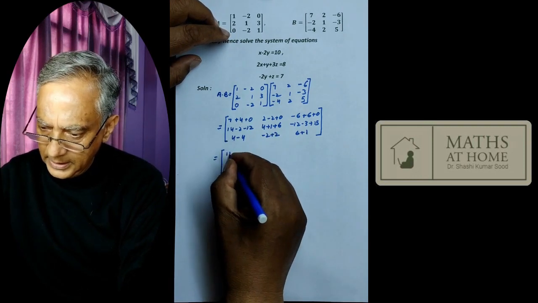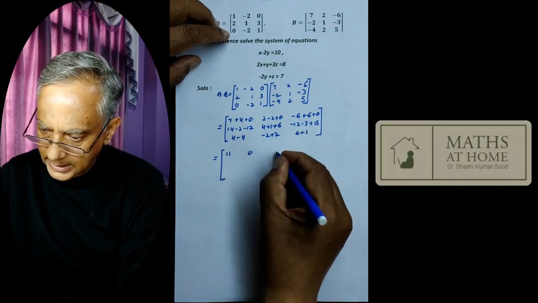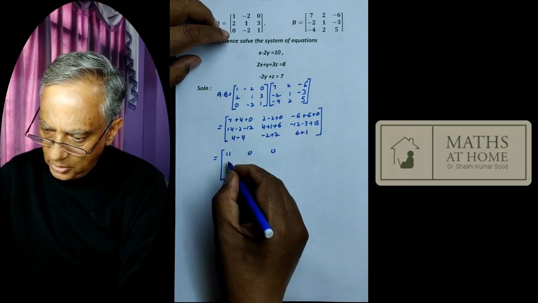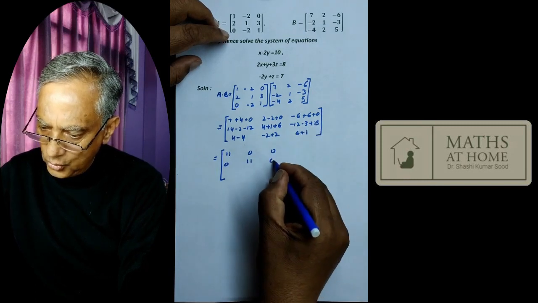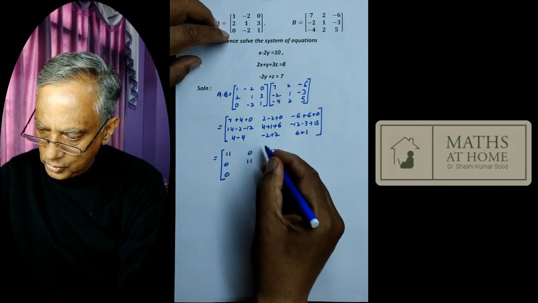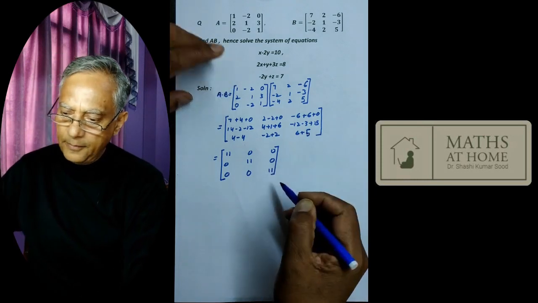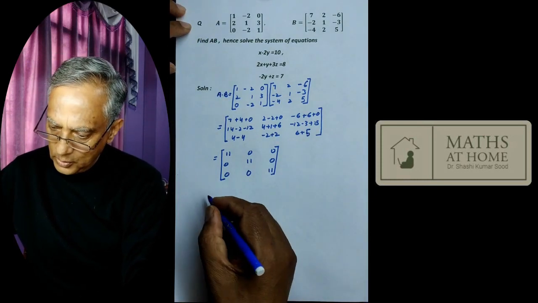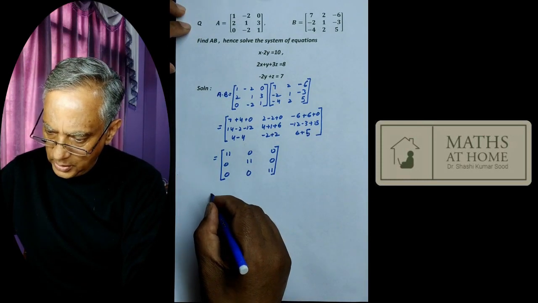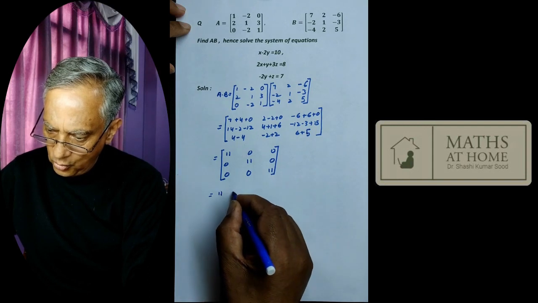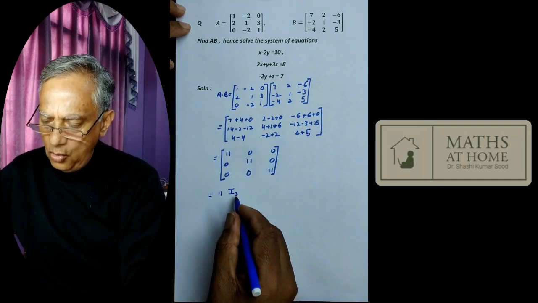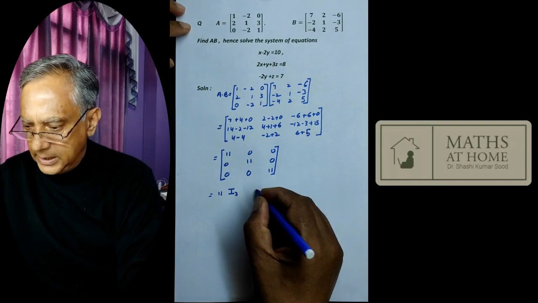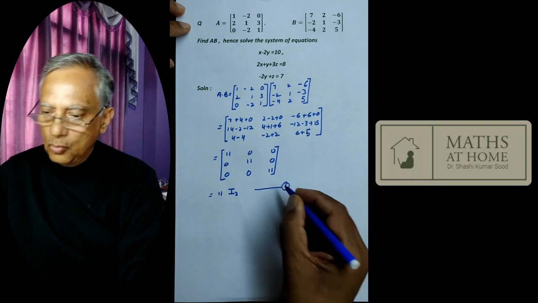This will be 11, 0, this is again 0, this is 0, this is 11, and this is 0, 0, 0 plus 6 plus 5. So it will be 11. So this is equal to 11 into I3. Therefore AB is 11 into I3. Let us call this as 1.